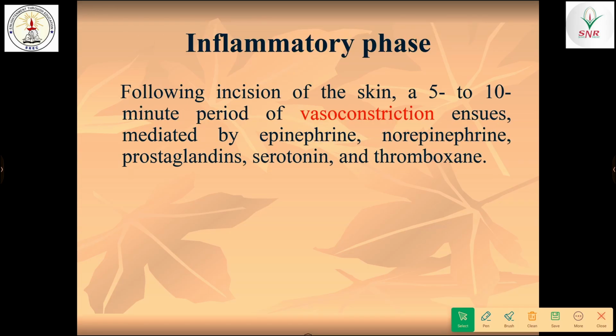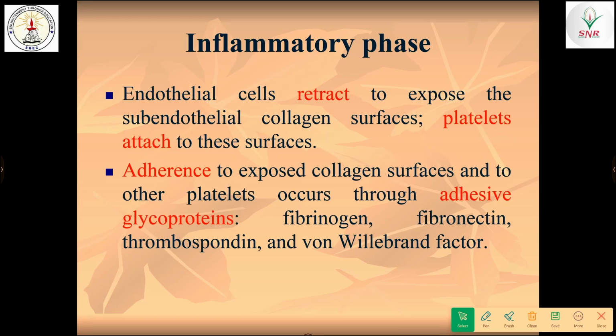Now if you go in detail into the inflammatory phase, here we can see that within 5 to 10 minutes of injury, the vasoconstriction stage will happen, that is restricting the blood vessels, so that the blood flow will be reduced. This vasoconstriction is actually ensured with the help of epinephrine, norepinephrine, prostaglandin, serotonin and thromboxane. So these signaling molecules help in the vasoconstriction.